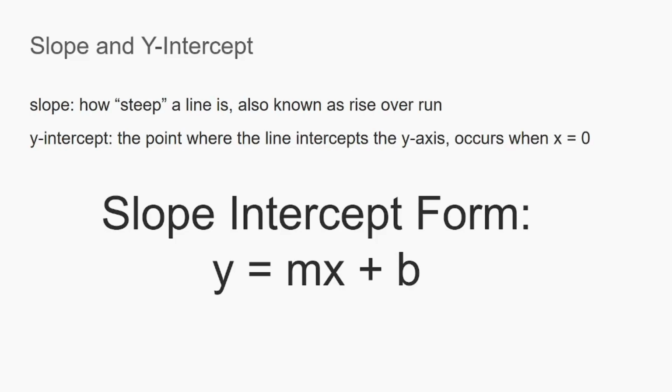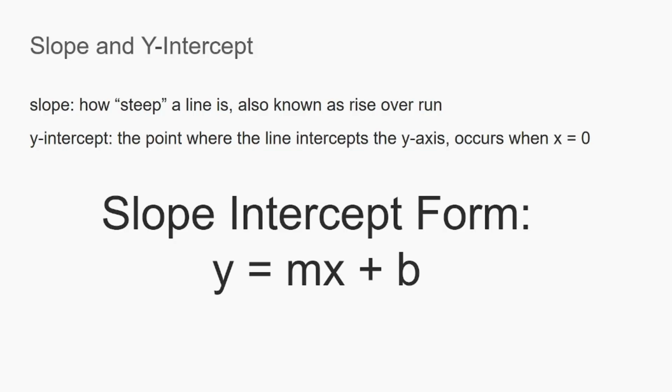So in this video, we're going to be going over slope and y-intercept, how to find them in a linear equation, and how to solve for them. But first, let's go over the definitions. Slope is how steep a line is. It's also known as rise over run, or the change in y over the change in x.